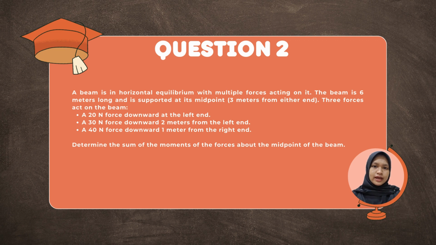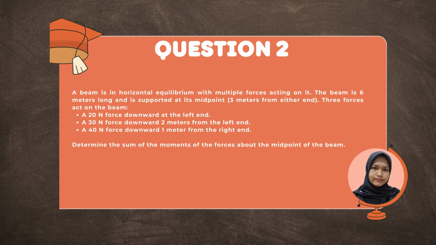Next, question 2. A beam is in horizontal equilibrium with multiple forces acting on it. The beam is 6 meters long and is supported at its midpoint, which is 3 meters from either end. Three forces act on the beam. 1. A 20 Newton force downward at the left end. 2. A 30 Newton force downward 2 meters from the left end. And 3. A 40 Newton force downward 1 meter from the right end. Determine the sum of the moments of the forces about the midpoint of the beam.